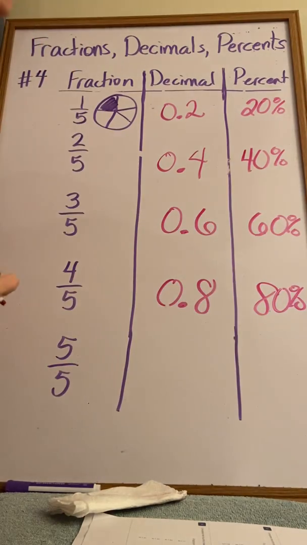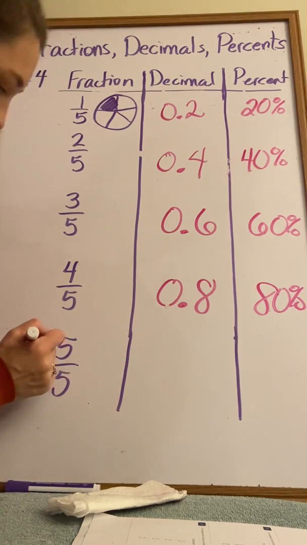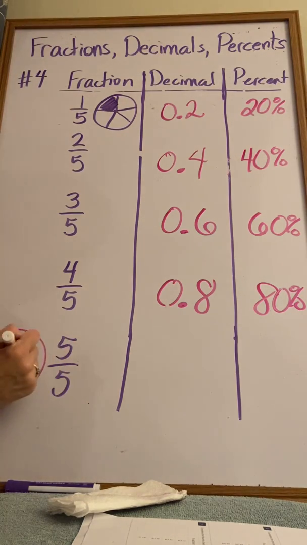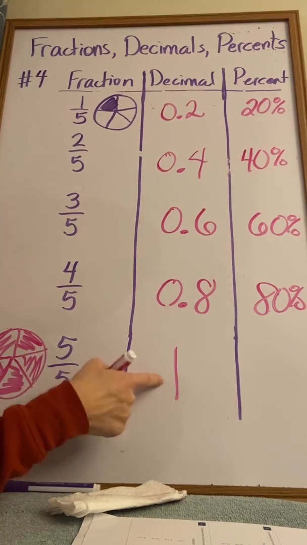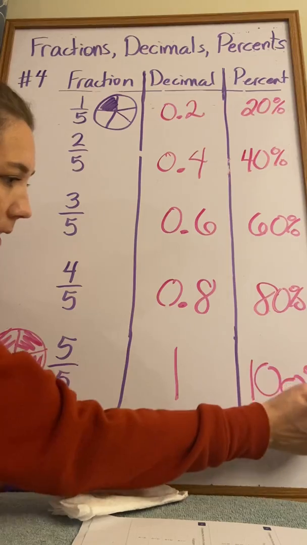Now the last one, 5/5. That's all of it. That's a cake. And that cake has been divided into 5 equal pieces. I'm going to do a really good job of making them equal there. And you get all 5 of them. You get all of the cake. You get the whole cake, one whole cake, and that is 100%.